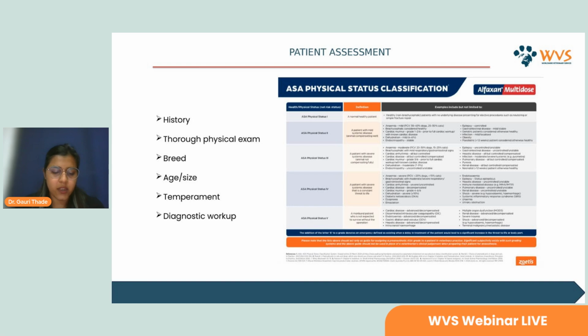ASA status 3 is a patient with severe systemic disease, and status 4 is a patient with severe disease that is at a constant threat to life, like unstable renal disease or a block cat. Status 5 is given to those patients that are not expected to survive without the procedure, like GDV or severe trauma. And the letter E, in addition, denotes emergency. So, determining an ASA status for each patient will help us plan the anesthetic protocol and anticipate the level of risk.